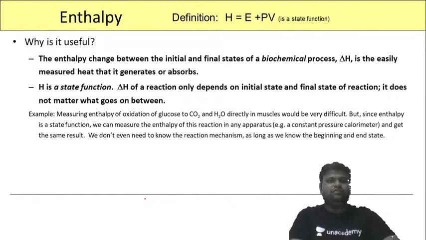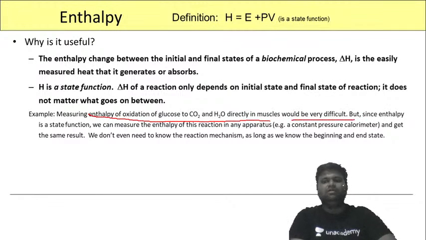So how is enthalpy useful? Enthalpy is the change between the initial and the final state of a biochemical process, and it is easily measured as the heat that is generated or absorbed. Measuring the enthalpy of oxidation of glucose to CO2 and water directly in muscles would be difficult. But since enthalpy is a state function, we can measure the enthalpy of the reaction in any apparatus and get the same result.